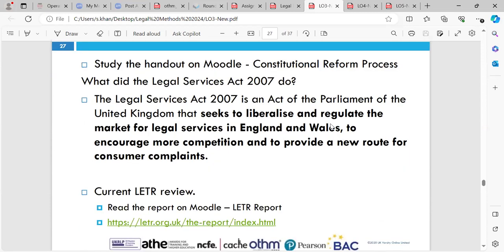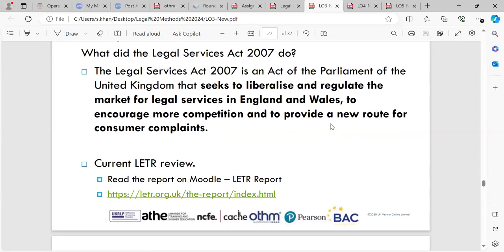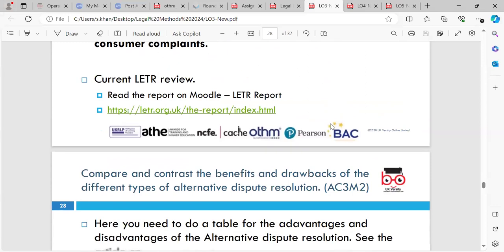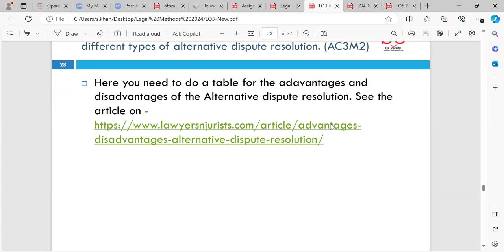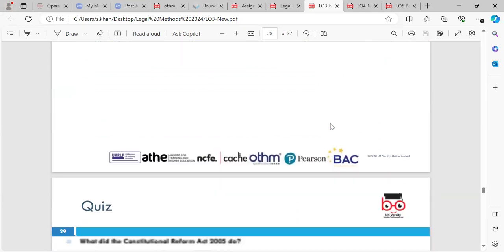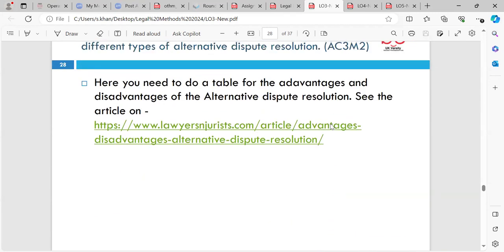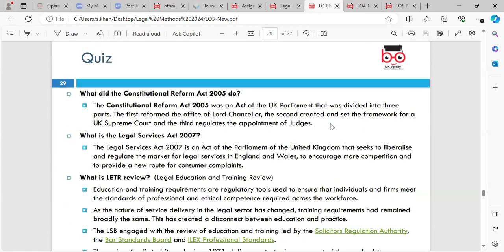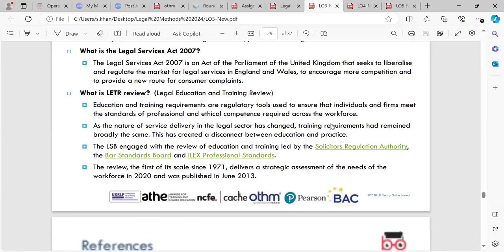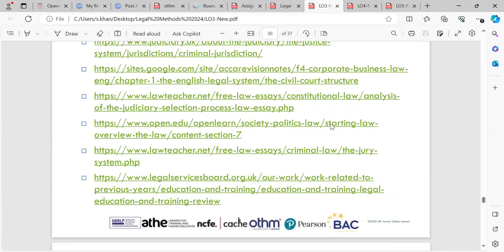And we looked at the LETR report on Moodle, in regards to the review of legal education and training. We also looked at comparing and contrasting the benefits and drawbacks of different types of alternative dispute resolution, which was AC3M2. We looked at the advantages and disadvantages of alternative dispute resolution with an article, things like mediation and negotiation. Again, there was a little quiz on the Constitutional Reform Act, Legal Services Commission, and the Legal Education and Training Review, and some references you could use for this session.